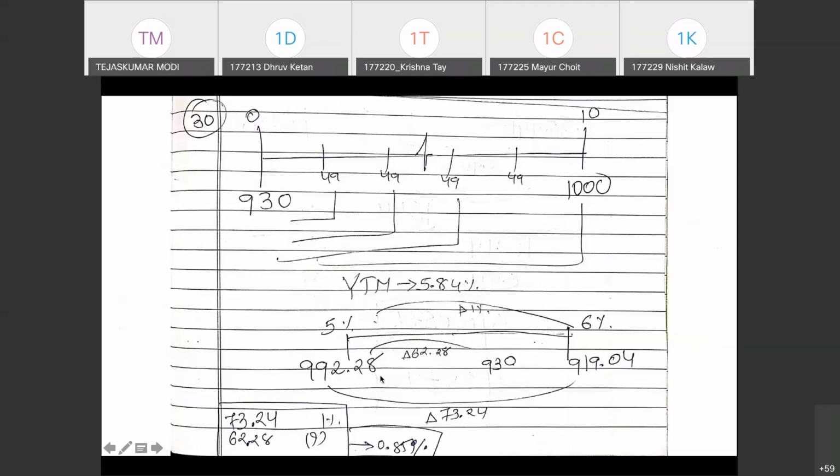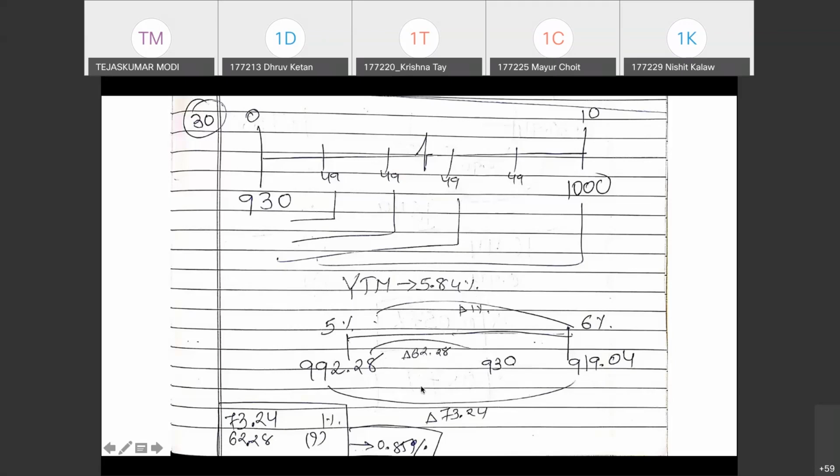I have done the math again, just to show in case someone wants to practice. I have taken 5%, and when I discounted at 5%, the present value was not 930. The present value was 992.28, right? And when I'm discounting at 6%, the present value is 919.04. So can I say for a 1% change, the change in the present value is 73.24. I am looking for 930. What is the change I require? The change I require is 62.28.